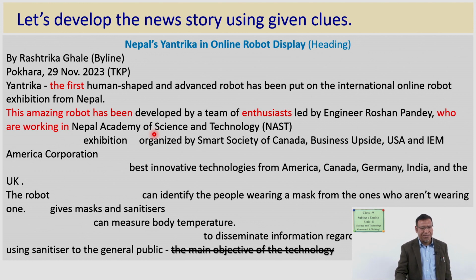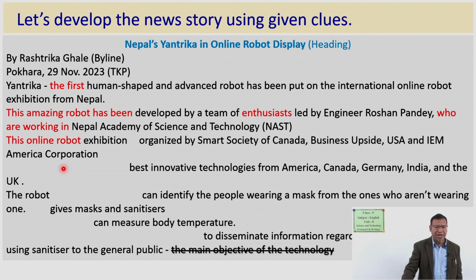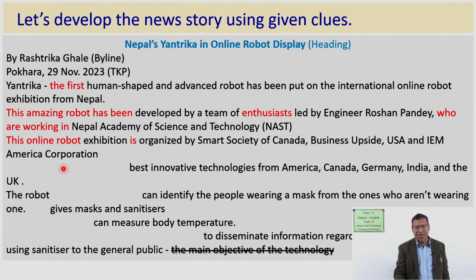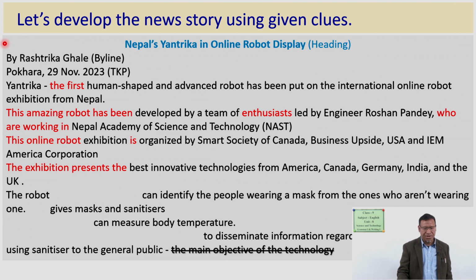Then exhibition organized by, given there in the book. Now what you can add is that this online robot exhibition is going on, therefore is. This online robot exhibition is organized by Smart Society of Canada, Business Side USA, IEM, American Corporation. Similarly, the exhibition presents the best innovative technologies. Now you can add the exhibition displays, the exhibition shows the best innovative technology from America, Canada, and so on.